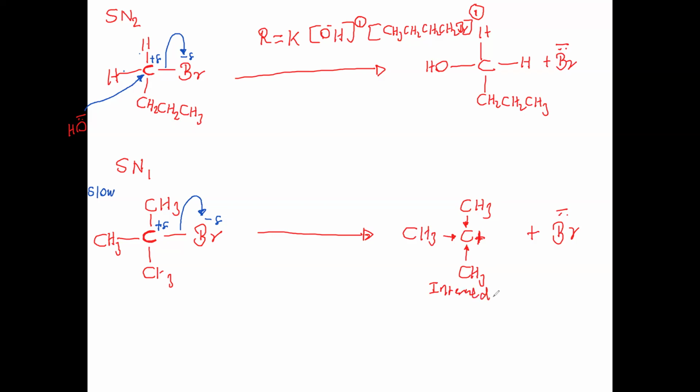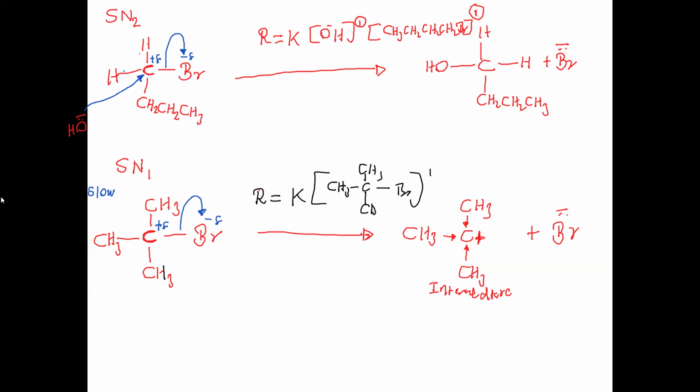Now we don't need to worry about step 2, because we can see that this is the slower step. The rate expression represents the particles or reactants which take part in the slower step. In the slower step, I don't have many particles. I have only one component, that is this tertiary halogenoalkane, CH3, CH3, CH3, Br, only one molecule of it. That's why the overall order is 1. That's why we call it SN1.